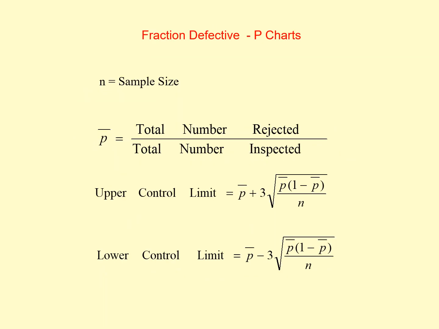We're going to use some nomenclature and some formulas for what we're going to call fraction defective, or p-charts. n is the sample size. p-bar is the total number rejected versus the total number inspected. And we're going to use these formulas, the upper and lower control limits, in the subsequent slides.